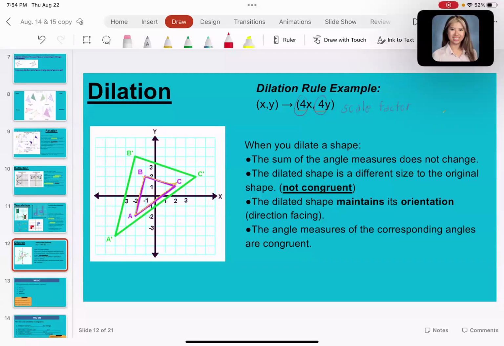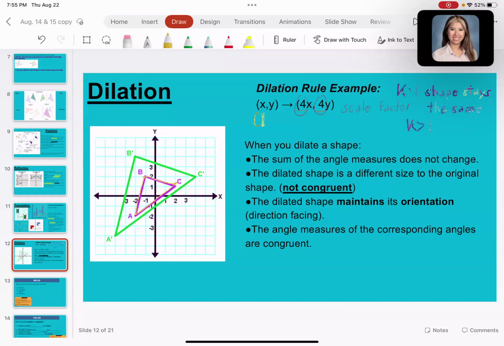Remember what I mentioned earlier. If the scale factor is equal to 1, the shape stays the same. But if this scale factor is greater, let's imagine what would happen.